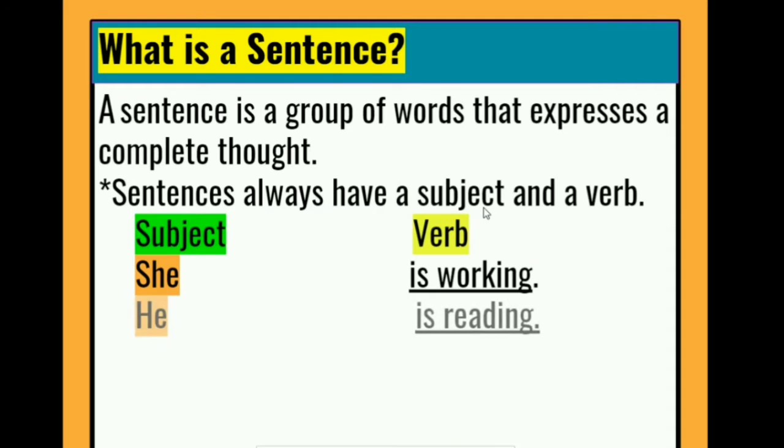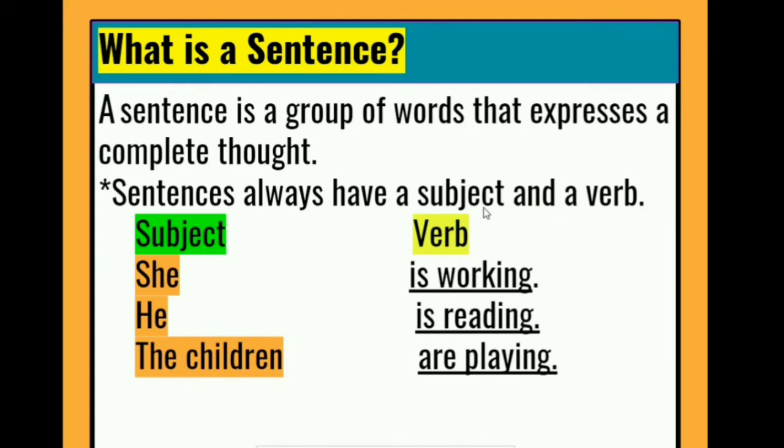Let me give you another example. Another example is he is reading. He is the subject and is reading is the verb. Another example is the children are playing. So the subject here in this sentence is the children and the verb is are playing. Another example, they are singing. So in this sentence, the subject is they and are singing is the verb.